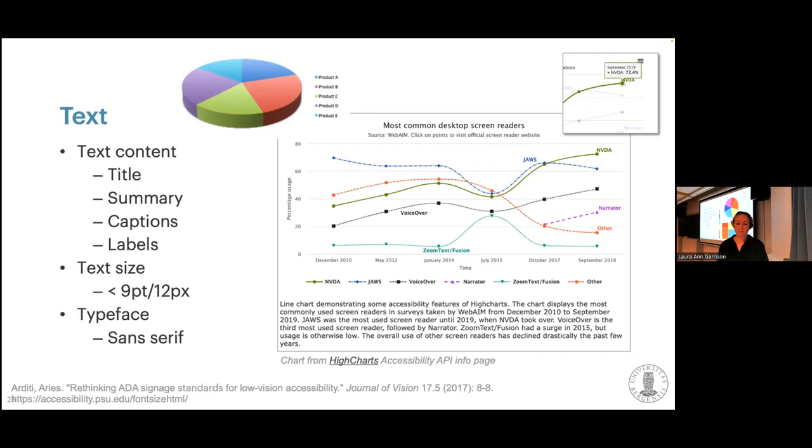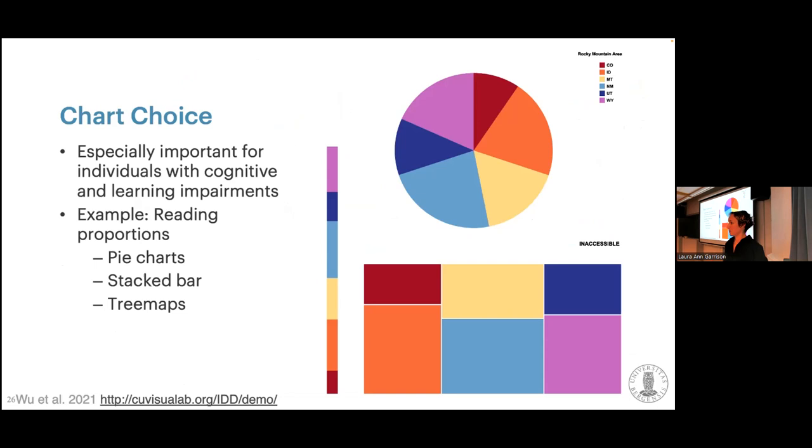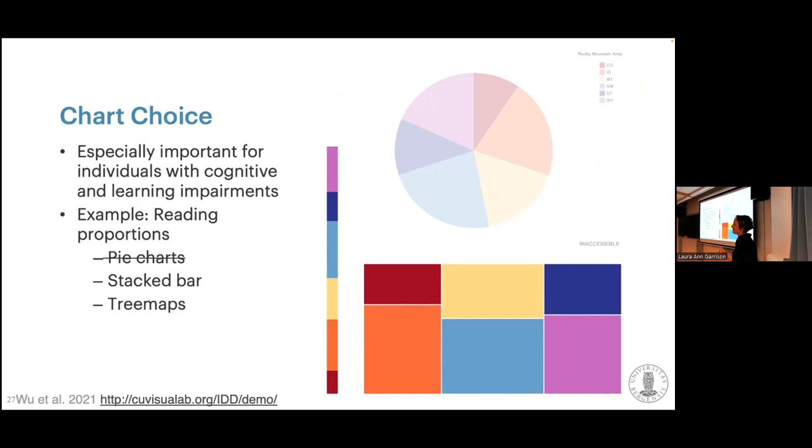So if we put this together and think about chart choice, for these next few examples, I'll be focusing on how this works with people who have cognitive impairments. So again, when you're thinking about tasks, if you're asking someone to read proportions, so for example, this is a pie chart, a stacked bar chart, and a tree map, and I'm asking you to identify what the largest element is. A study looked at this with people who had cognitive disabilities, and they found that although people liked the pie charts because they reminded them of pizza slices, it's not useful for actually accurately estimating the task, which is reading the proportions. So there, the suggestion is to use tree maps or stacked bar charts in place.